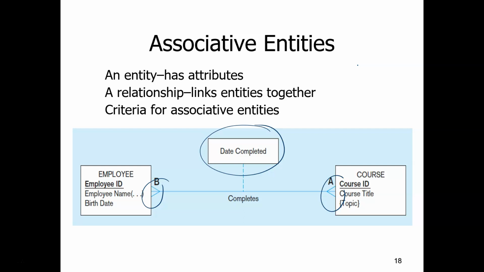Let's take a look at an example here. In this case, we have employee and course. These two have a many-to-many relationship. So that meets the first criterion. There is an attribute associated with the relationship, which is the date completed. Because the date on which the course is completed is not associated with the employee or the course. It's associated with the relationship that the employee completes a course. So that meets another criterion of the associative entity.